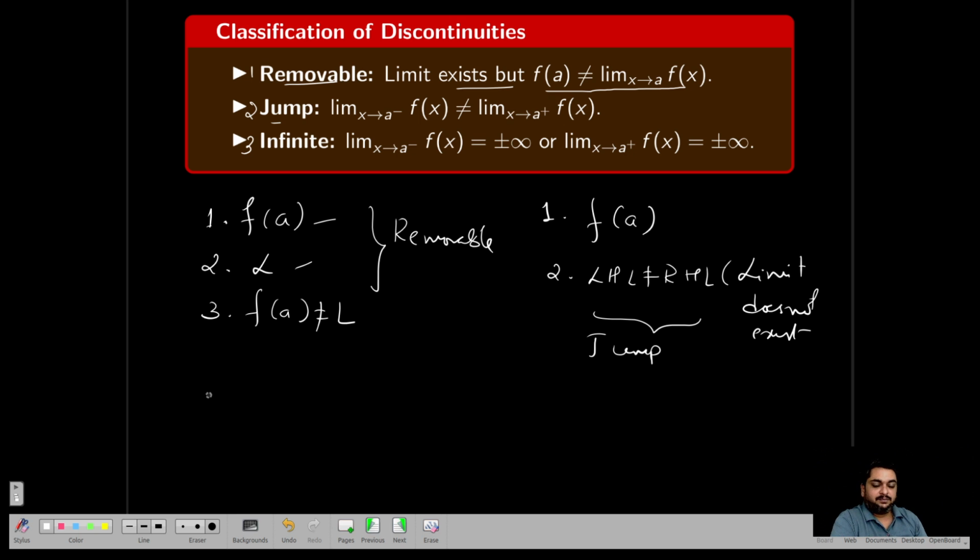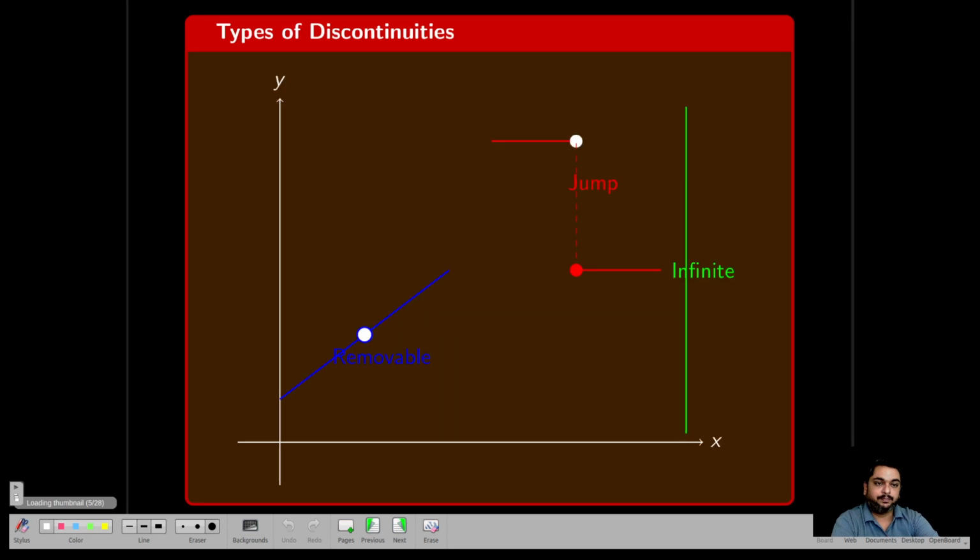And the third one is infinite. That means, for example, f(a) exists, and this limit value L is equal to plus or minus infinity. Then this kind of discontinuity is called infinite discontinuity. We'll understand with the help of a graph.